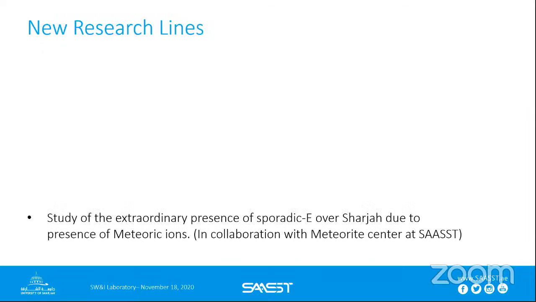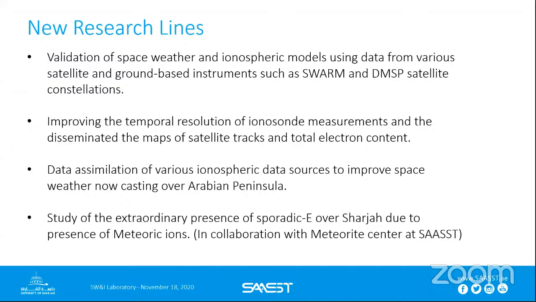New research lines we are working on. Since we have already used the data from the instruments that we have been operating, now we are going towards using more and more satellite data. Two of the satellite constellations which are monitoring the ionosphere are SWARM and the DMSP satellite constellation, and they are collecting very valuable data that can help us. So we are planning to use them in the near future in the current activity.